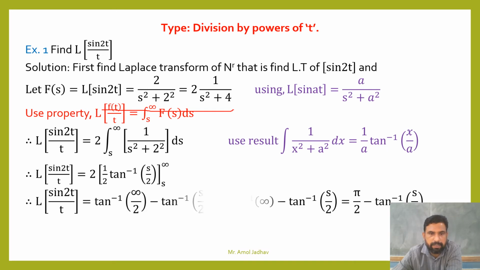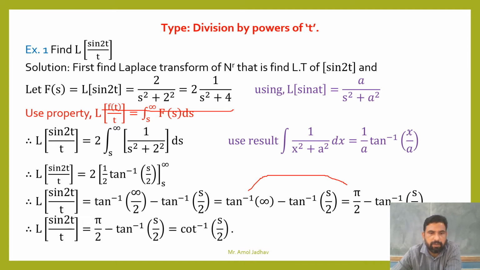First put the upper limit: tan inverse infinity by 2 minus tan inverse s by 2, because for s equal to s there is no change. At infinity, tan inverse infinity by 2; at s, tan inverse s by 2. But tan inverse infinity is pi by 2, and tan inverse s by 2 is written down as it is.